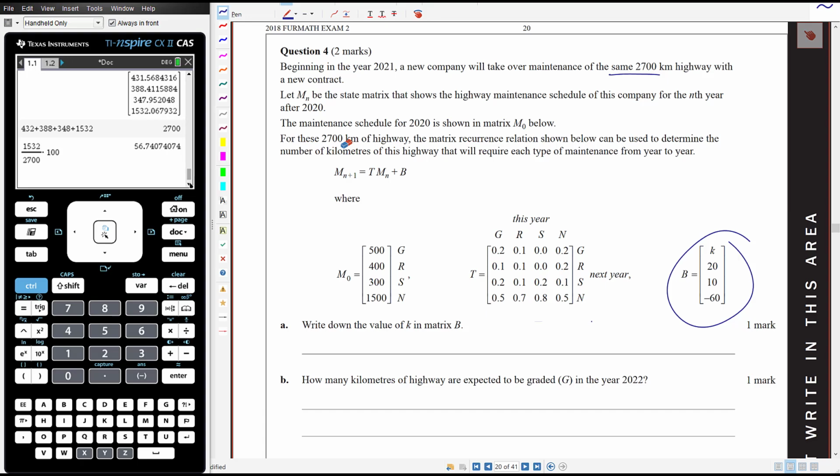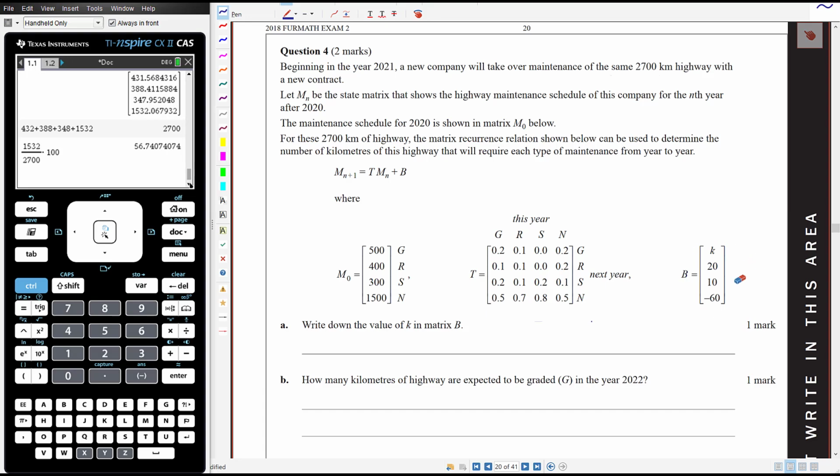So we're not growing the highway. Therefore, the total changes that we're making have to total out to be 0. If we're adding 20 kilometres into the resurfacing section each year, and 10 kilometres into the sealing section each year, and we're taking 60 kilometres out of the amount that needs no maintenance, then the amount that's being graded has to make sure there is 0 change in total. So we essentially need this to add up to 0.